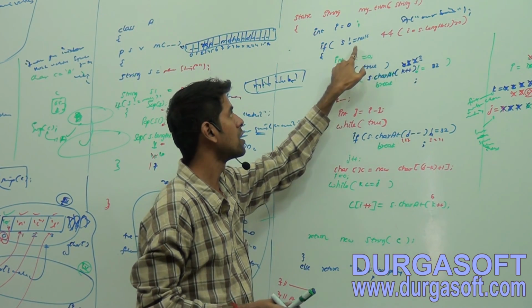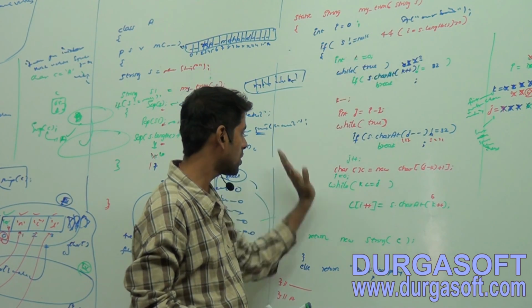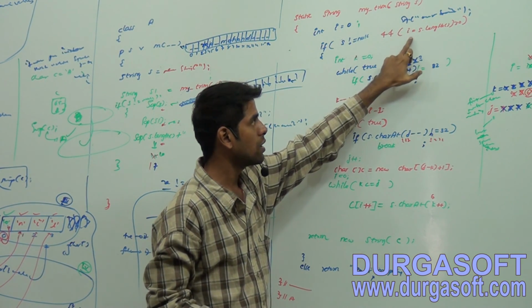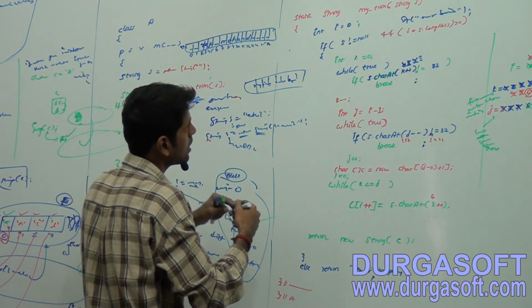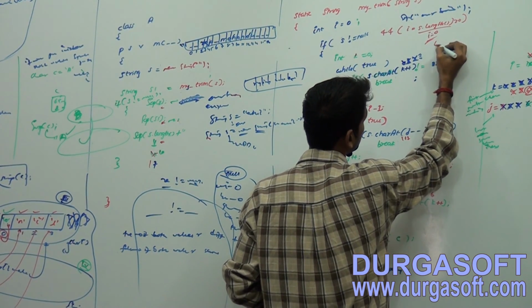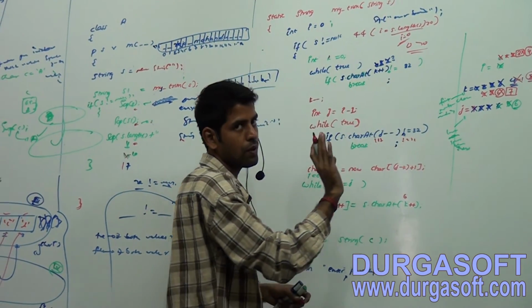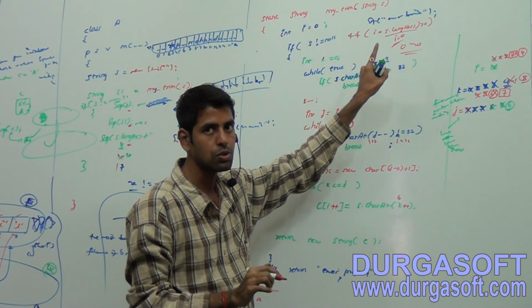What is this short circuit? If it is true, it will execute this one. If it is false, it will not execute, it will come out of this one. Observe here, if i variable, s.length() here, what is that? 0. It is returning 0. The i variable value is what? 0. Is 0 greater than 0? No. Here first we are finding the length. The length value is 0.